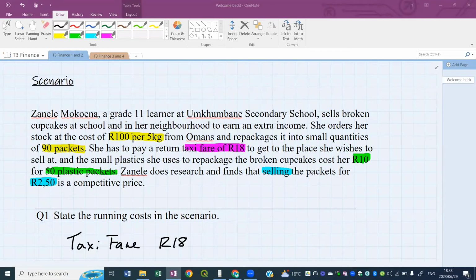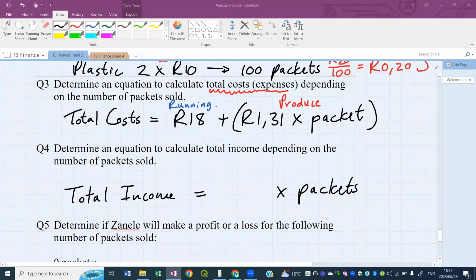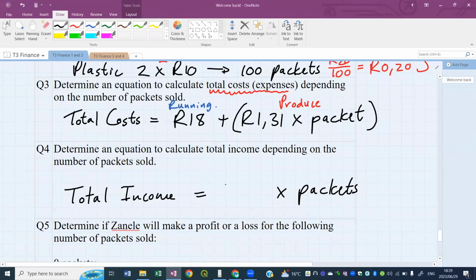So the last sentence of the story, Gemma, says there that Zanele does research and finds that selling the packets for 250 is a competitive price. So when she gets money in, it'll be 250 per packet. All right, it'll be 250. So you weren't looking at the story. All right, I know the story, but you weren't looking at the story. You're trying to figure it out with the information that you have. Absolutely normal. It's not your fault. I should have gone up to the story in the first place.